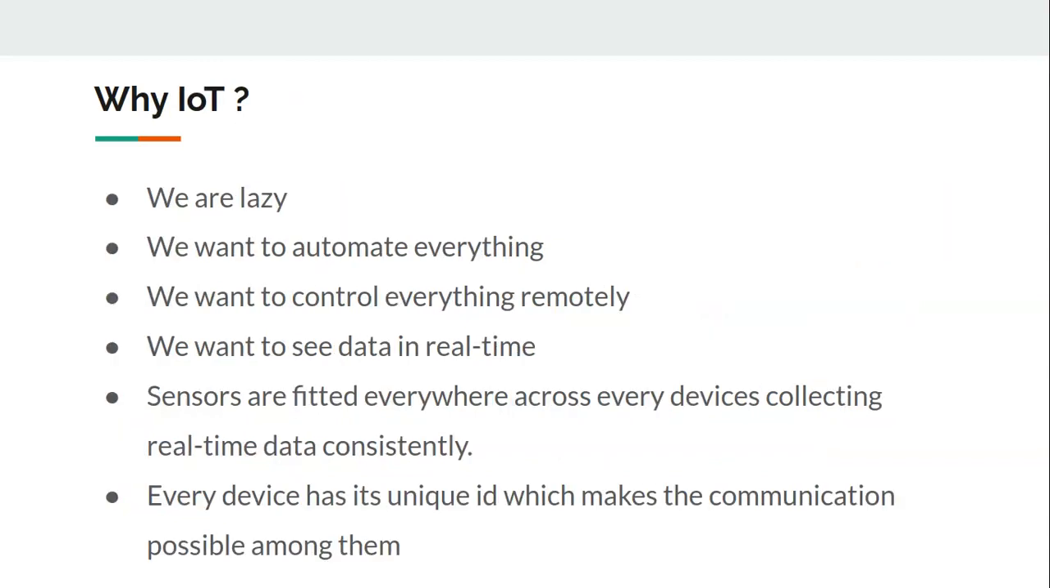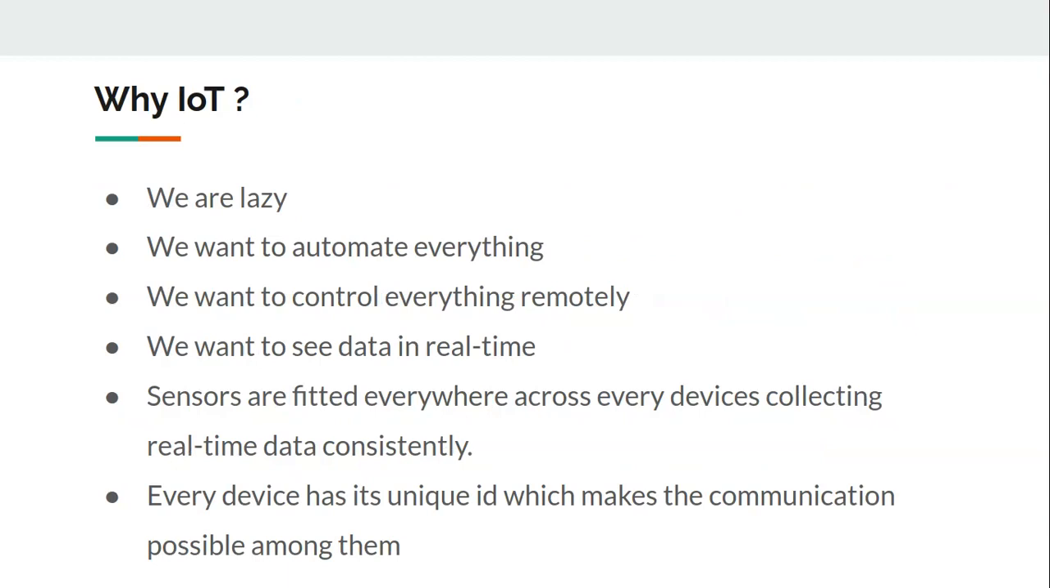So why IoT? People are very lazy. People want to automate everything. People want to control everything remotely. I have seen someone who is somewhere at work pick up his phone and look at his house. He said, "Ah, I forgot to put off the light in my room." He opens an application and puts off the bulbs in his room from a distance.